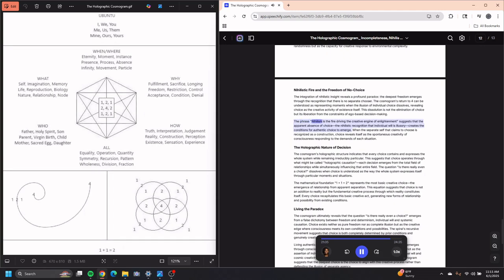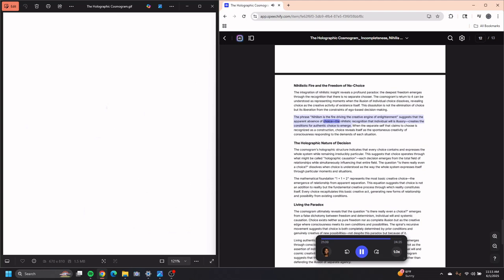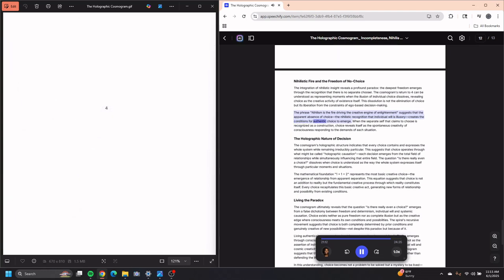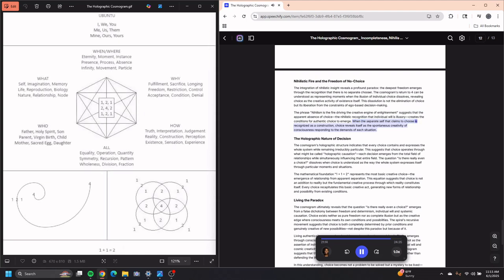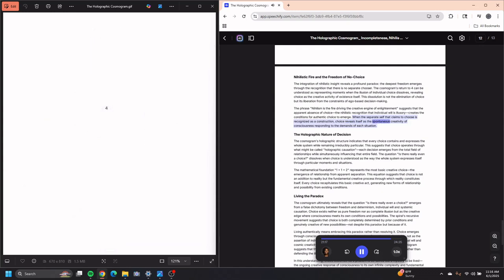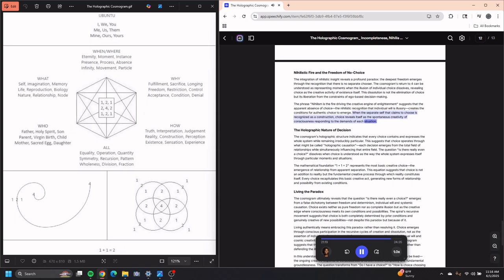The phrase "nihilism is the fire driving the creative engine of enlightenment" suggests that the apparent absence of choice, the nihilistic recognition that individual will is illusory, creates the conditions for authentic choice to emerge. When the separate self that claims to choose is recognized as a construction, choice reveals itself as the spontaneous creativity of consciousness responding to the demands of each situation.